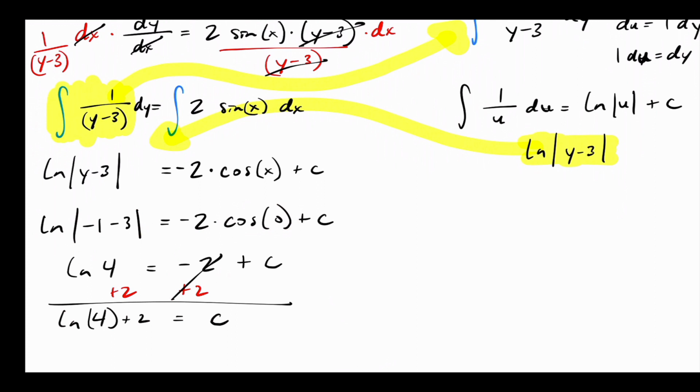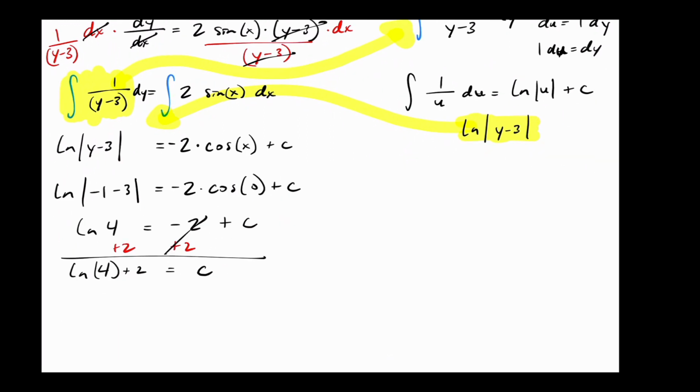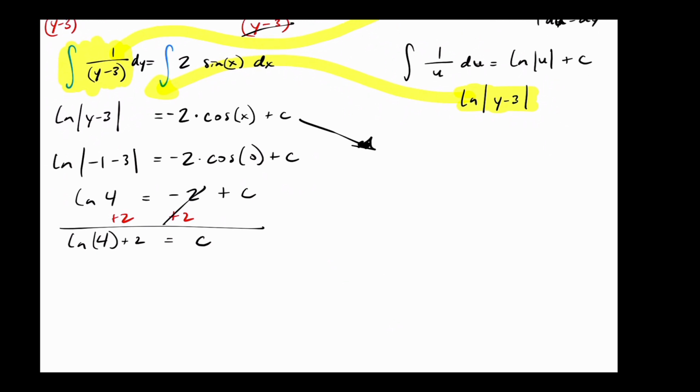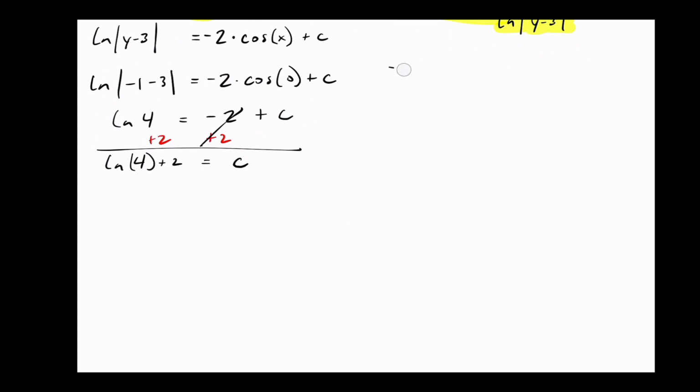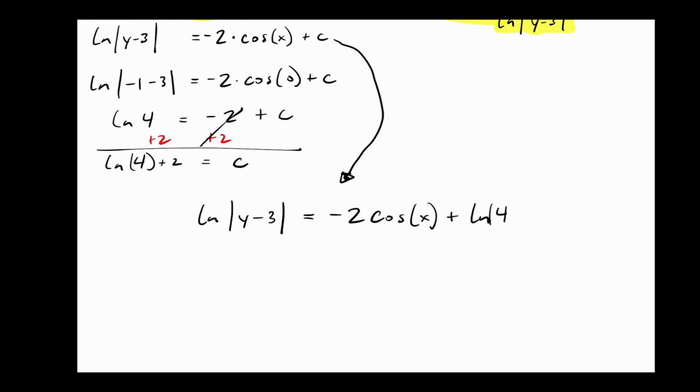Equal C. We're going to plug that in for C. So we have the natural log of y minus 3 equals negative 2 cosine of x plus the natural log of 4 plus 2. And we have to solve for y.